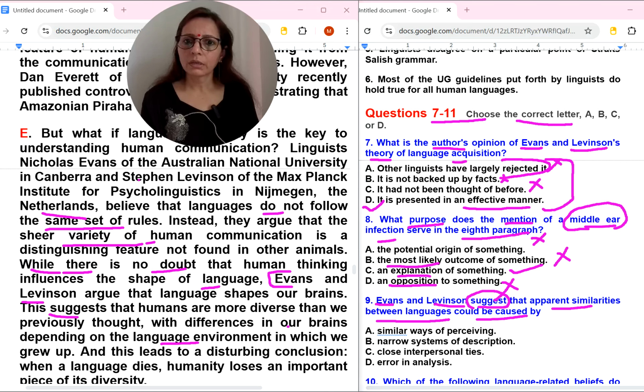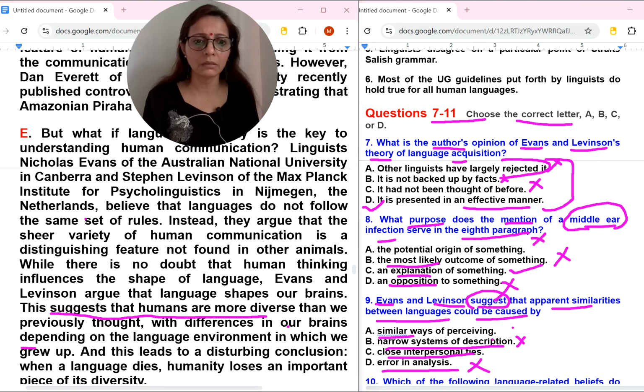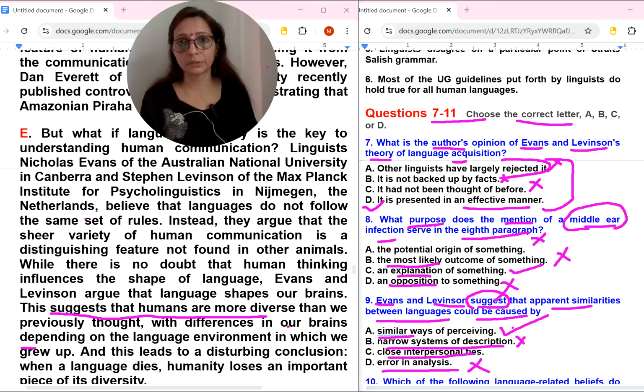So in this, I don't think we are matching anything. In the same paragraph we have got the location here only. I have read the other paragraphs also. Nothing was given about this suggestion. So this suggests that humans are more diverse than we previously thought, with differences in our brain depending. I have read it so many times. So let's find the answer on the basis of options. Similar ways of perceiving, narrow systems of description. This is not described anywhere. Close interpersonal ties, no. Error in analysis, nothing is given. So we will select A number answer.